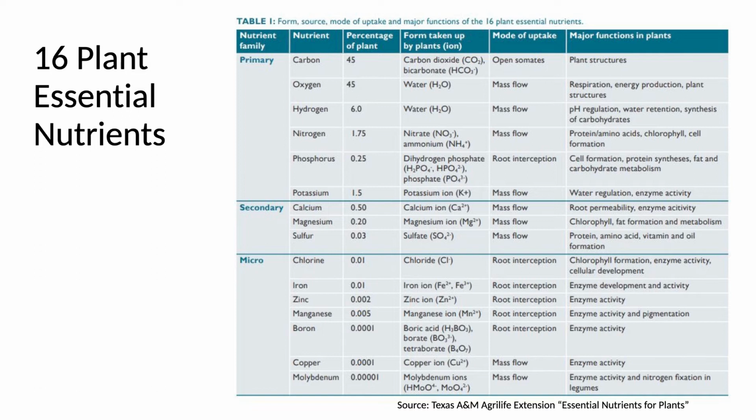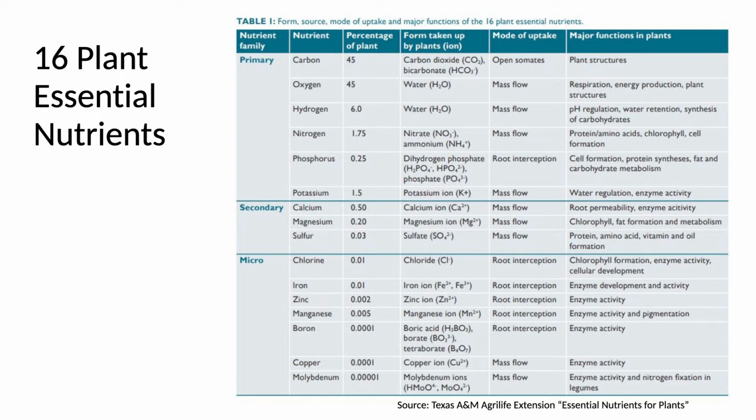I'm going to have a lot of tables, but I would say, unless I point it out, just pay attention to the overall concept. There's 16 essential plant nutrients, and we break those into macronutrients and micronutrients. NPK, nitrogen, phosphorus, potassium, is what's talked about as macronutrients. And then you have all those micronutrients.